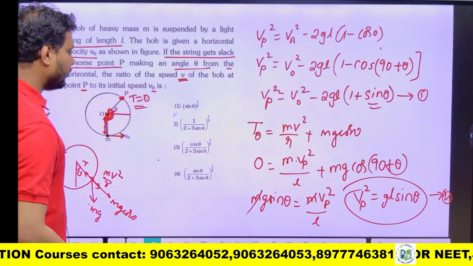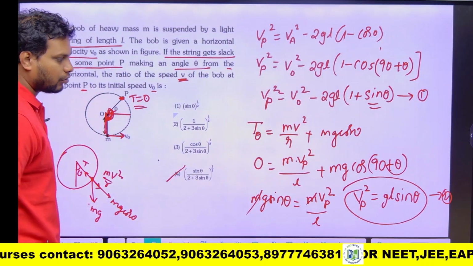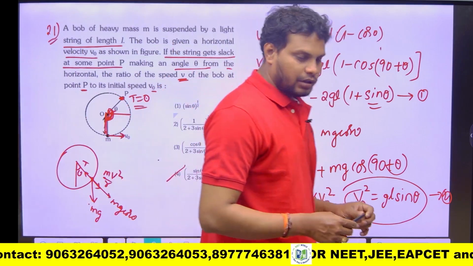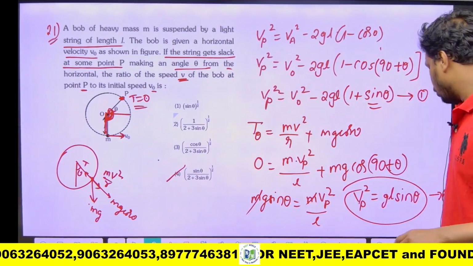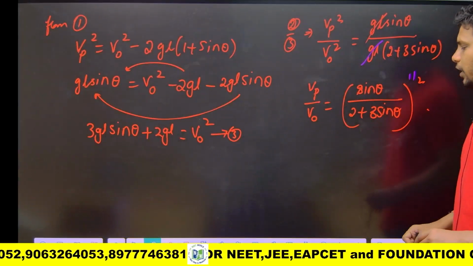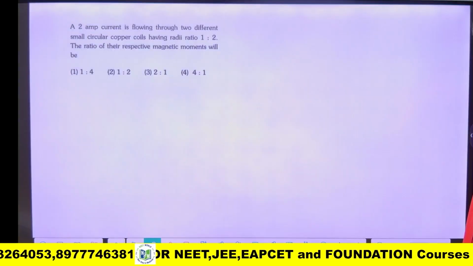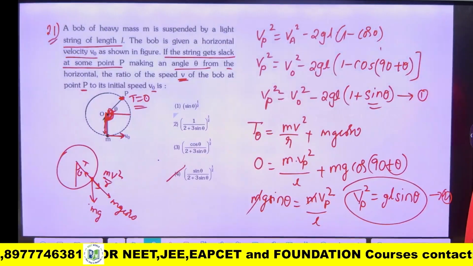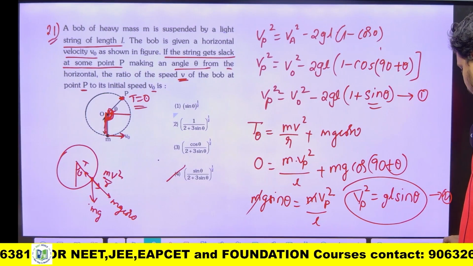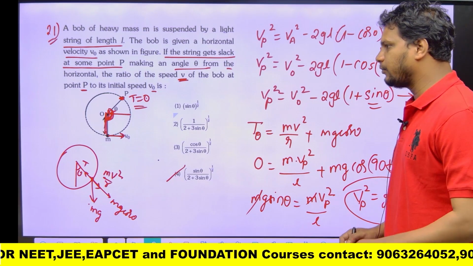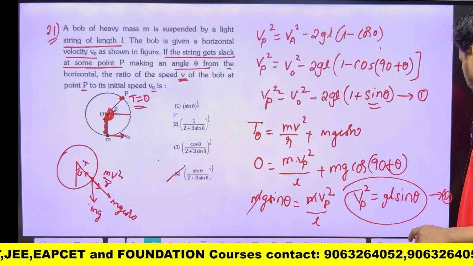So this is a little bit lengthy question as well as a difficult question. Actually, NEET 2025 is the toughest paper ever in NEET history. So this is one of the difficult and time-consuming questions, which is from vertical circular motion.